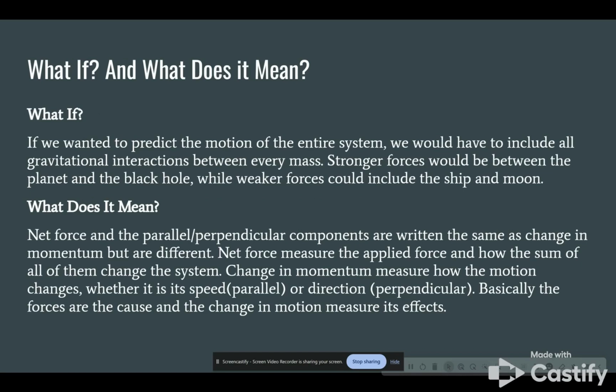So for what if and what does it mean? If we wanted to predict the motion of the entire system, we would have to include all gravitational interactions between every mass. We didn't do it here. So stronger forces would be between the planet and black hole, and weaker forces would be between the ship and the moon.